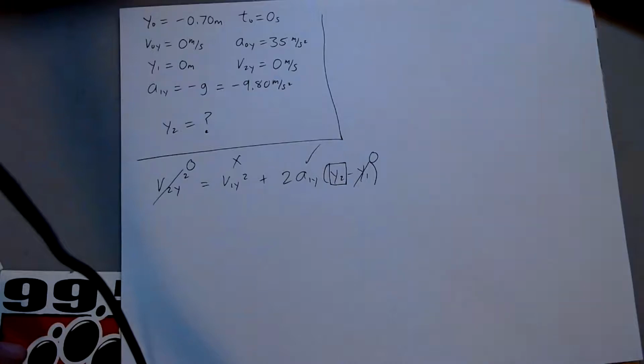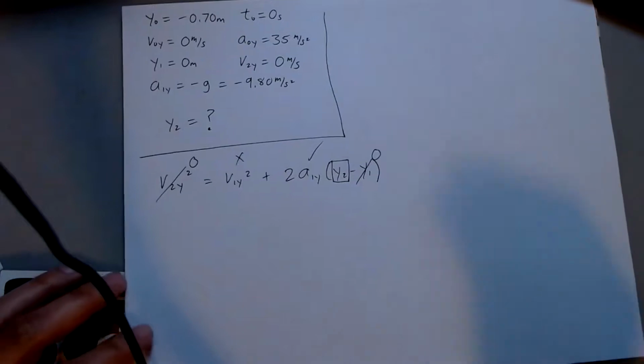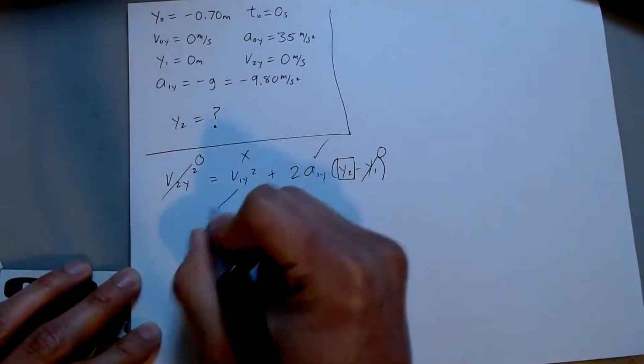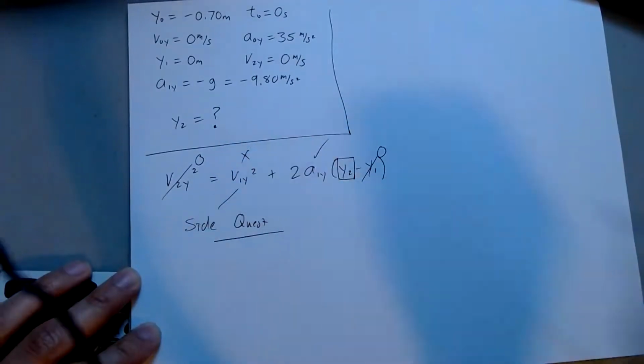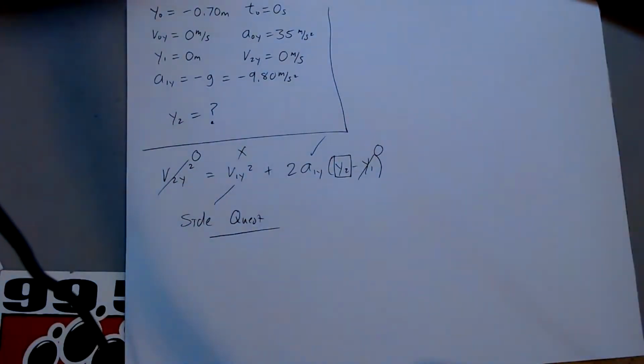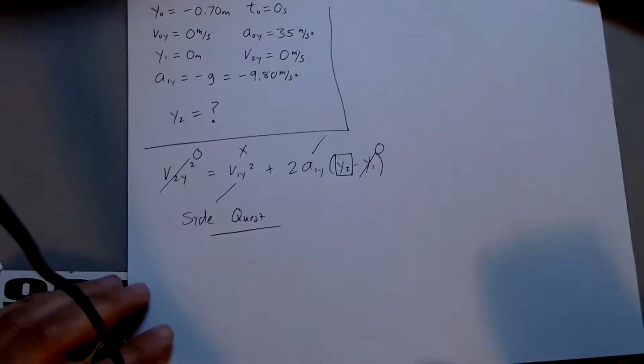However, what we're going to do is a side quest in order to make this happen. So let's go ahead and do a side quest to find this out. The side quest is going to involve using the first part of the problem, when he's crouched down and accelerating up to jump off the ground.